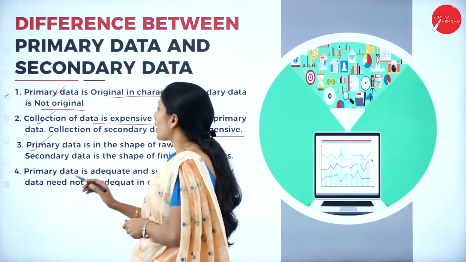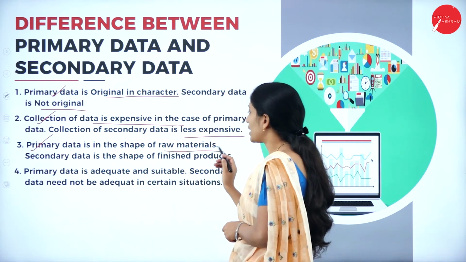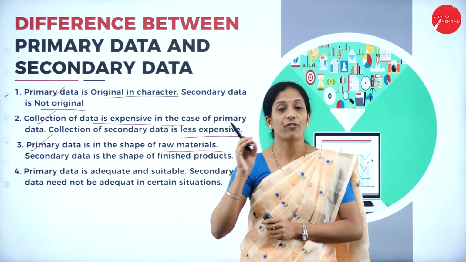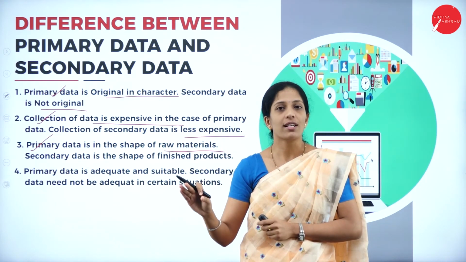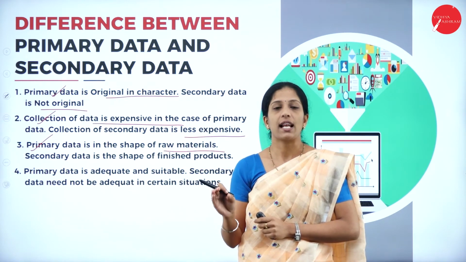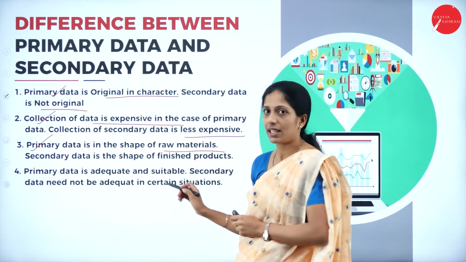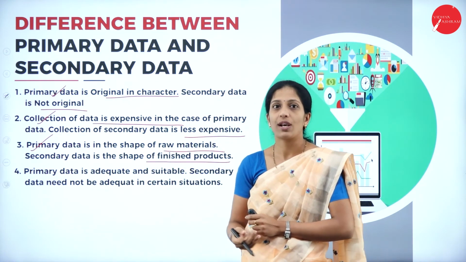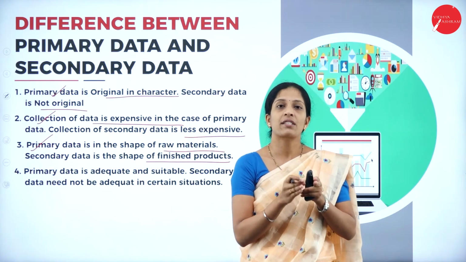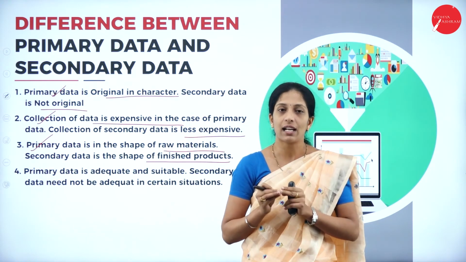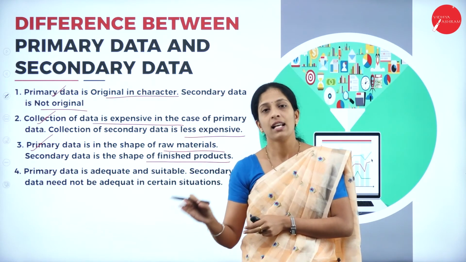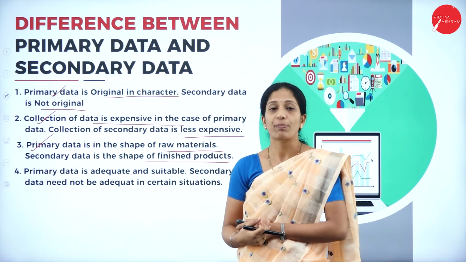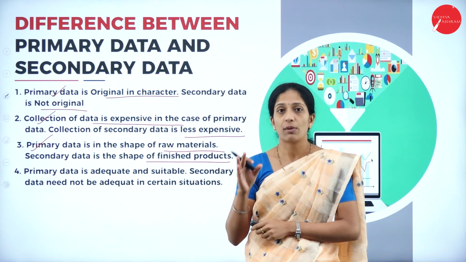Next difference, primary data is in the shape of raw material. You are going to collect it for the first time, so it will be in the shape of raw material, where it has not been interpreted and not been analyzed. So, it is like a raw material. Whereas secondary data is in the shape of finished goods, where it has been collected by some other person already. He will collect that, analyze and interpret that information. But this will not happen in case of primary data. All the information will be raw.